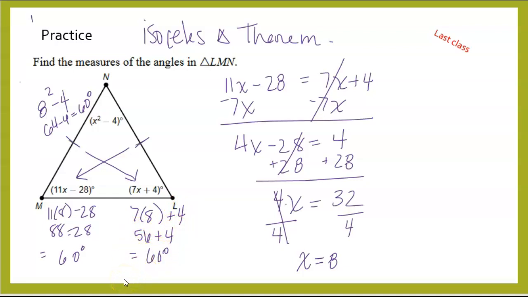Ooh, what kind of triangle is this? How can we classify this triangle if all the angles are 60 degrees? It is equiangular. If it's equiangular, it's also equilateral, right? All the sides would have to be the same measure as well.